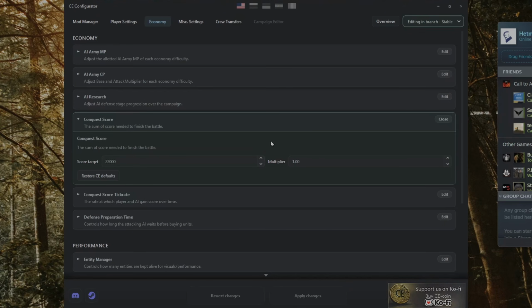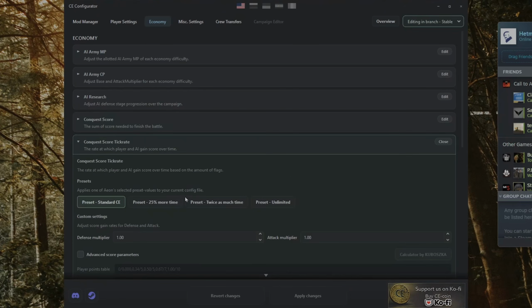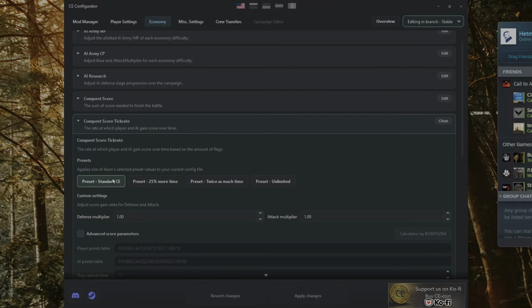So if you increase the score, that means that you're going to have more time on the offensive, but that means that you're going to have to defend for a longer time. So be careful. And then you have the tick rate for the same score. You can make it tick slower, minus 25%. You can make it twice as slow, like 0.5. And you can have an unlimited preset that you don't have to worry about the timer at all.